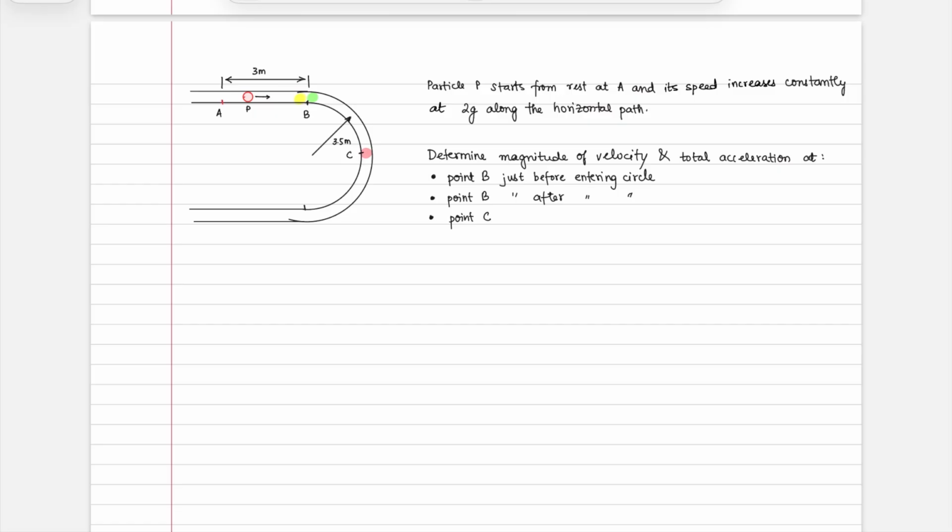For the first part, that is point B just before, I'm going to define this as B minus to represent that it is just before entering the circle. And that is this yellow highlighted point over here. So this is now essentially rectilinear motion, which we looked at a while ago. You have your initial speed as u naught is equal to 0. You have acceleration as 2g, which I'm going to write as 20 meters per second square. The distance is given to you as 3 meters, and we're interested in what is u_B minus.